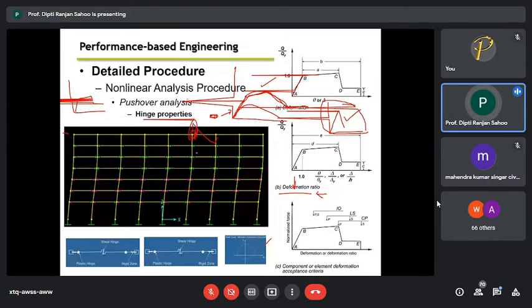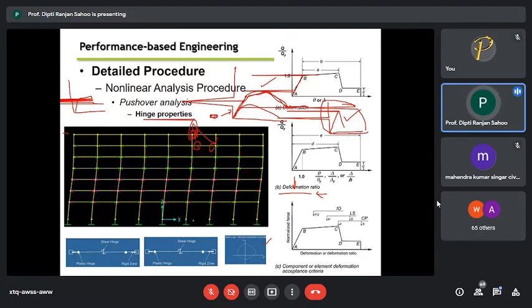So what you do is define some hinges at both ends. Ideally, one should define the hinges all around. Say the total length is 1 unit, then probably at 0.1, 0.2, 0.3, 0.4, 0.5. You have to define the flexure hinge, shear hinge, axial hinge, and the interaction for all these members, irrespective of whether it is a column or a beam.